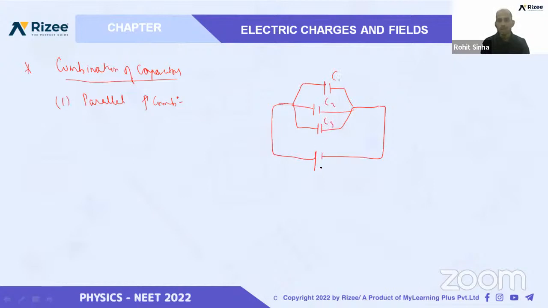We know here the voltage will be V. Suppose the battery is providing charge Q; it will split into Q1 on this side, Q2 on this side, and Q3 on this side.